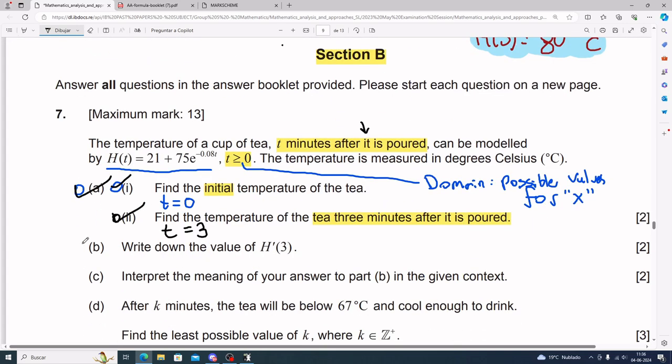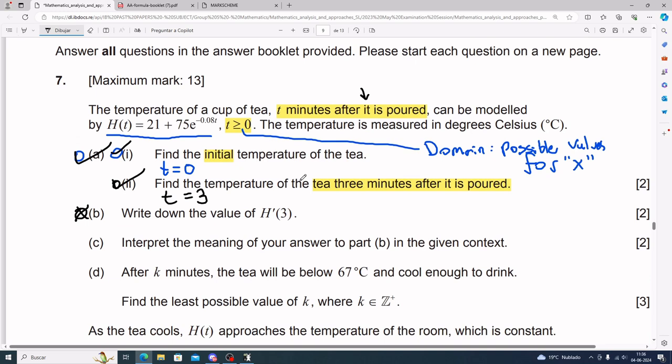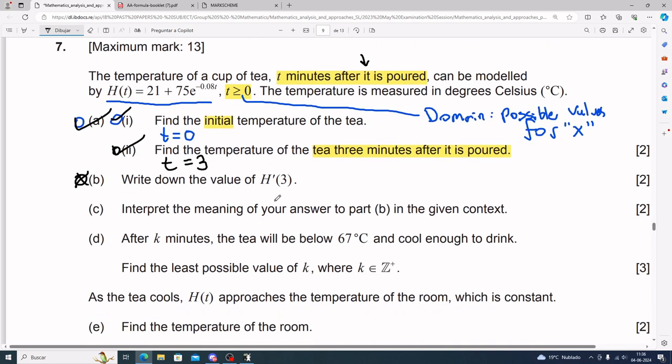Awesome. And now for part B is where this exercise starts getting a little bit crazy. You need to write down the value of H', H small apostrophe 3. Let's just go over a little bit of context. So there's some weird stuff that they can ask for.